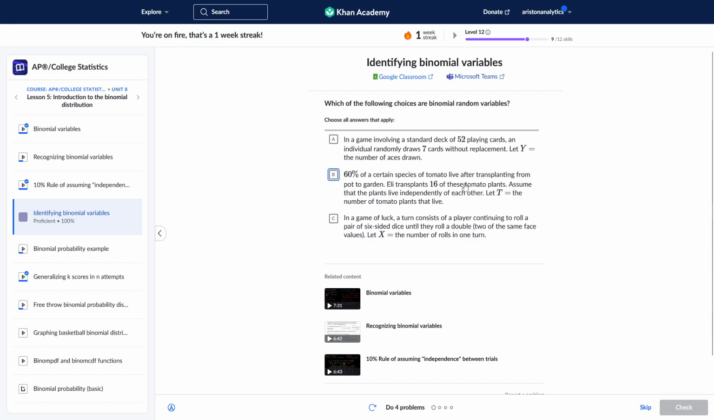There were 3 conditions for random variables being classified as a binomial: outcomes are classified as either a success or a failure, independent trials, fixed number of trials, and that's about it. There's a 4th one, but it's kind of redundant to one of the other points, so I don't remember that one.